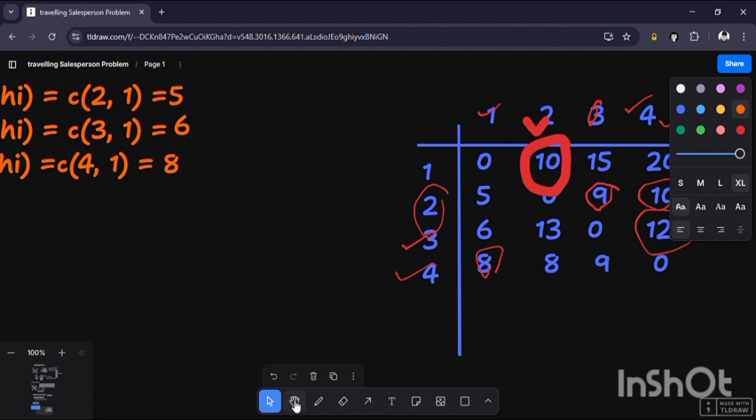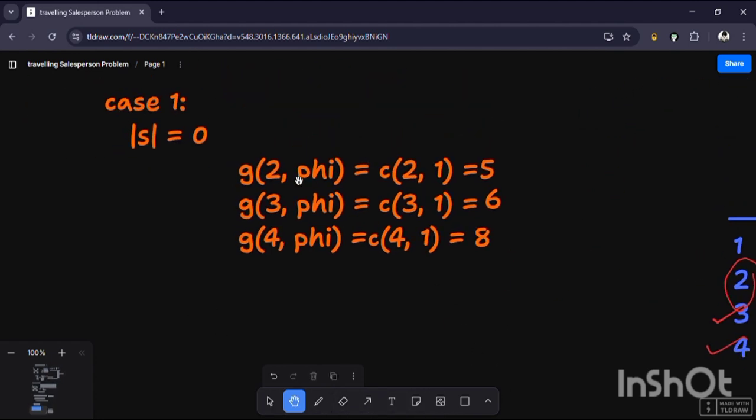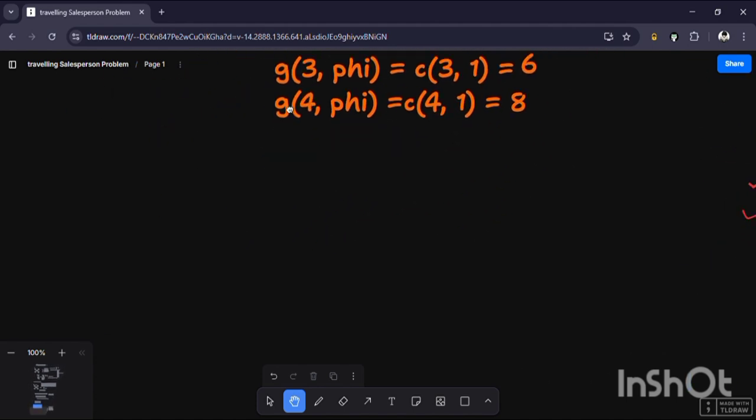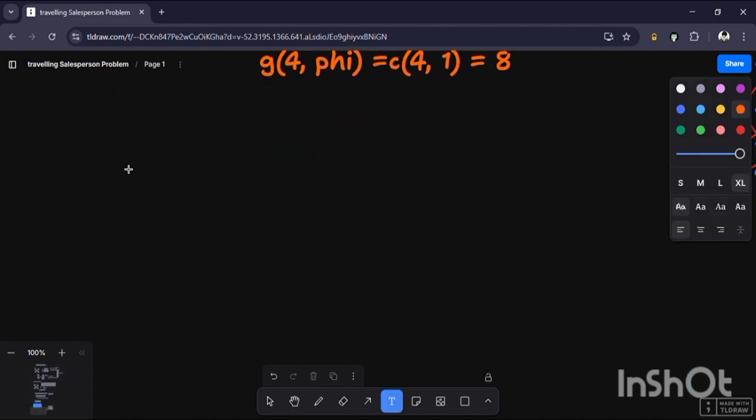Now let's calculate the values where mod S is equal to 1. That is case 2. Case 2 means mod S equal to 1, right? So what are the possible values of I comma S when mod S equal to 1? Mod S equal to 1 means I have only one option left.